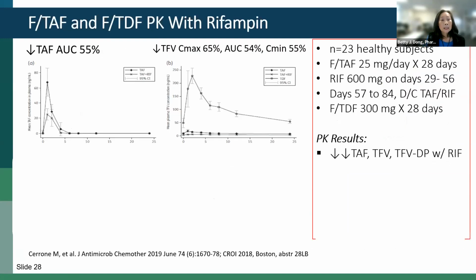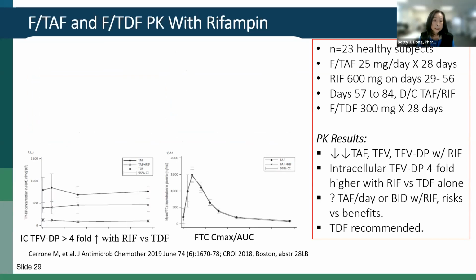And when we looked at F/TAF, what about tenofovir alafenamide levels? They also did a PK study with rifampin, again in 23 healthy subjects. They gave F/TAF 25 milligrams for 28 days, with rifampin added on days 29 to 56. Then on days 57 to 84, they discontinued the TAF and added tenofovir disoproxil fumarate. What you can see here is that there was a reduction in TAF area under the curve, in the max, and in the C-min of the tenofovir levels.